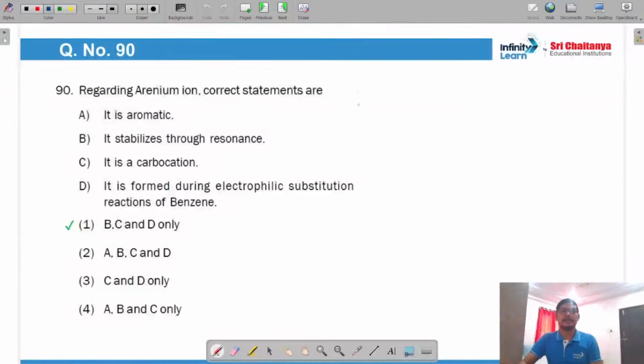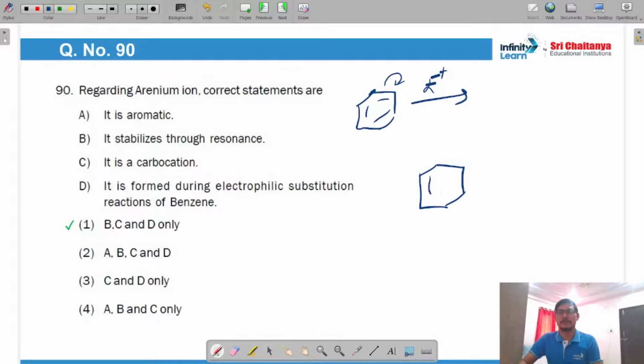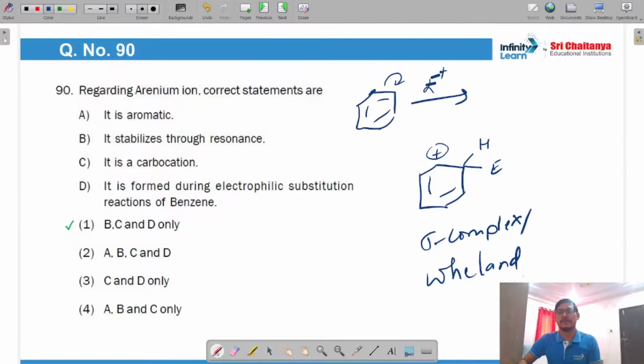Regarding the arenium ion, guys, let me just tell you a little. For example, this is benzene, and if we talk about electrophilic aromatic substitution, then when the electrophile attacks, this pi bond breaks and shifts to one of the carbon atoms, and at the same carbon our electrophile attacks, so you get something like this and a positive charge. So this is what we call an arenium ion. You can also call it a sigma complex, right? Or sometimes we also call it Wheland intermediate after the name of the scientist.